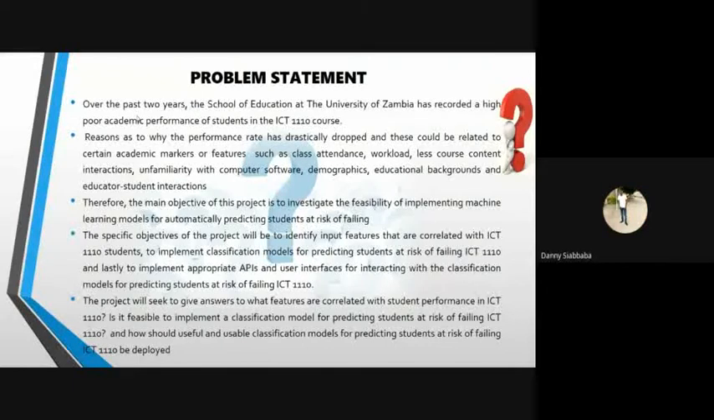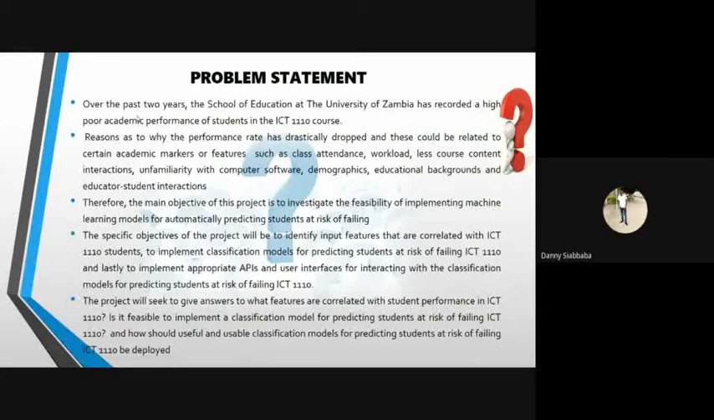Good morning, everyone. My name is Dan Siababa. I'll continue where I has ended. I'll talk about the problem statement and related work. Over the past 2 years, the University of Zambia has recorded high poor performance among the students doing ICT 1110 in the School of Education. The reasons for this could be class attendance, work overload, less course content interactions, familiarity with computer software, demographics, and other things.